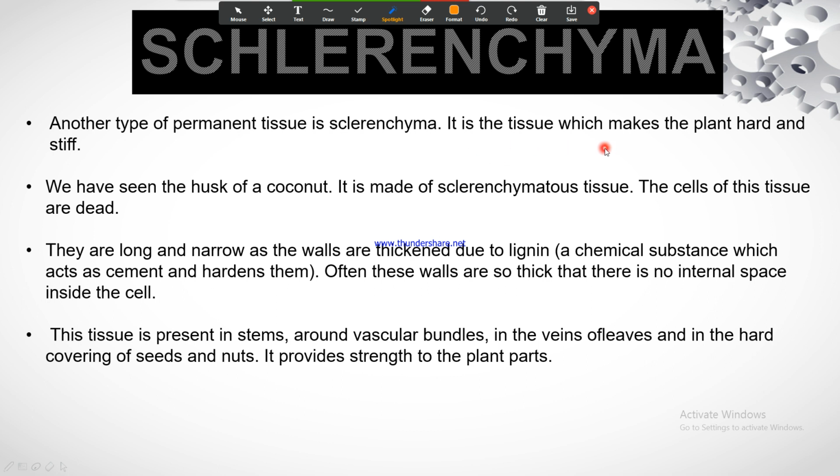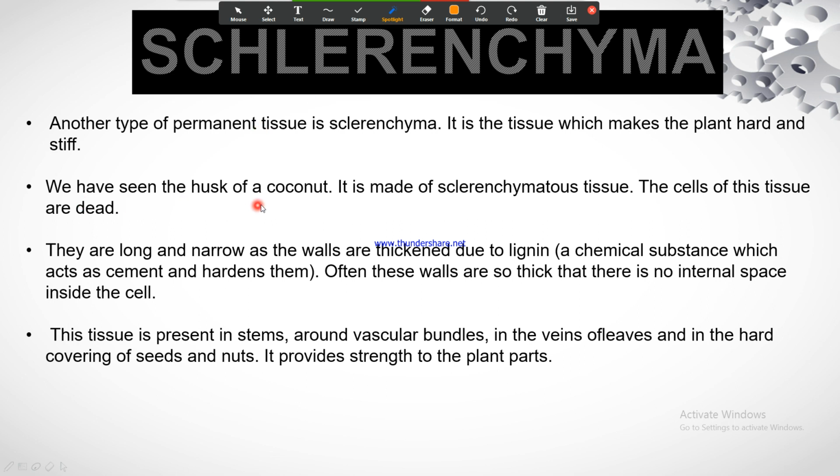It is the tissue which makes the plant hard and stiff. So why is it necessary? Why should the plant be hard and stiff? Definitely because when plants stay in extreme environmental conditions, extreme cold, extreme rainfall, extreme heat, because of that it should be hard in nature, it should be stiff in nature. That can be provided because of sclerenchyma tissue.